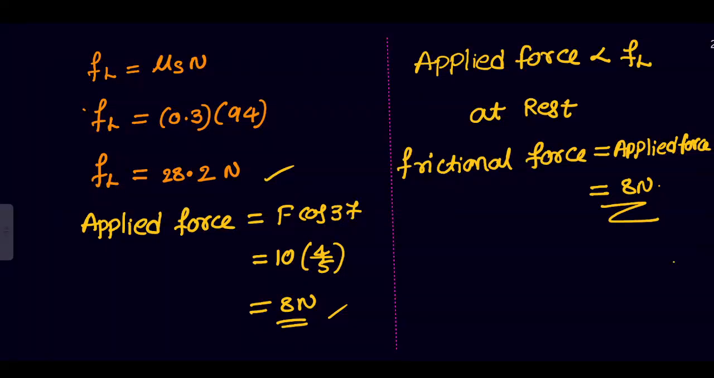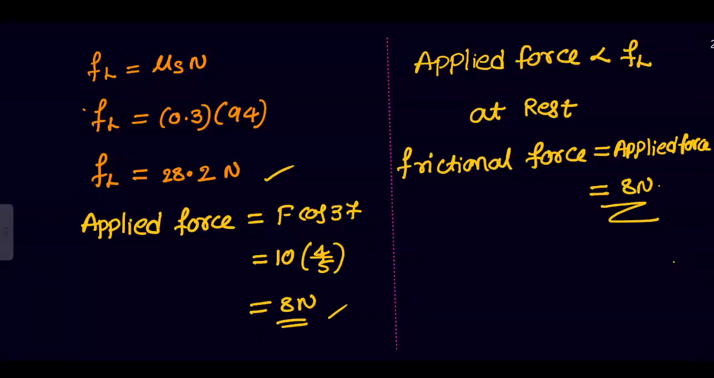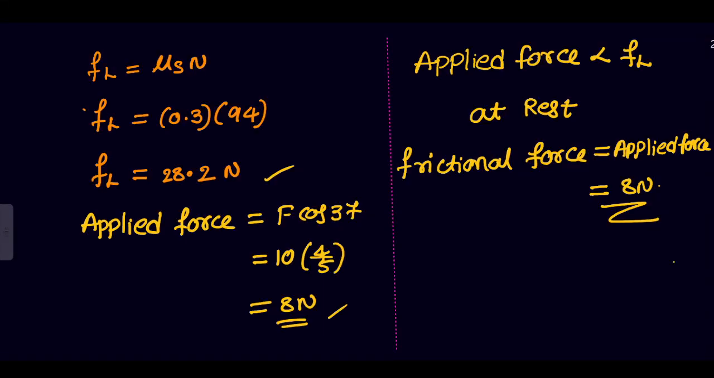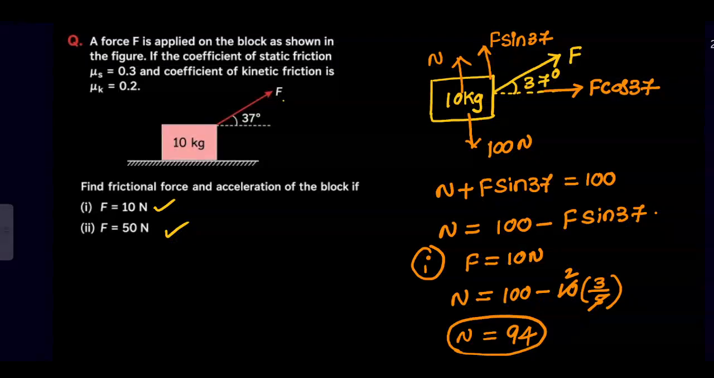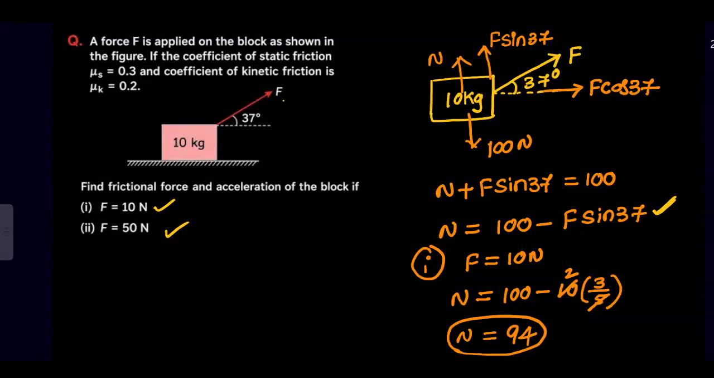Now this is the first case, where we applied the F value of 10 newtons. Now you do the 50 newtons case. Here the normal reaction equation is the same. This is the normal reaction equation we have.